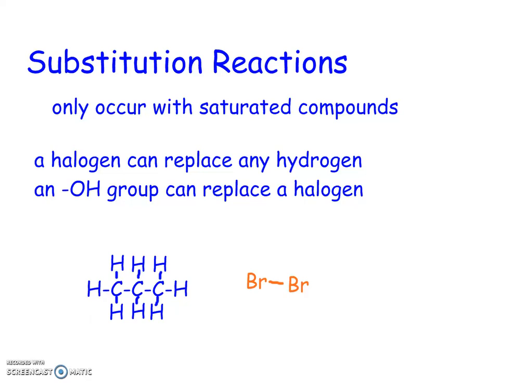Substitution reactions can only occur with saturated compounds. If we have unsaturated compounds, that's going to do a different type of reaction that we'll talk about later. So down here, I have a structure for propane and for Br2. A halogen, like bromine, can replace any hydrogen in a hydrocarbon.